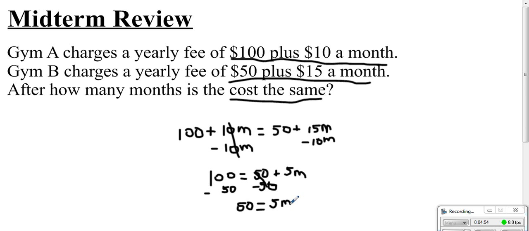After that, you have a one-step equation. The opposite of multiplication is division. So you're dividing by 5 on both sides. The 5's cancel, m comes down, and equals 10 months. M equals 10, the amount of months. After how many months is the cost the same? It's 10. So if you substitute 10 in for this m, and 10 in for this m, both sides will be equal. All right, and that's that question.